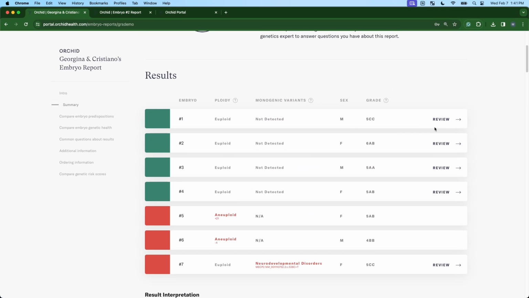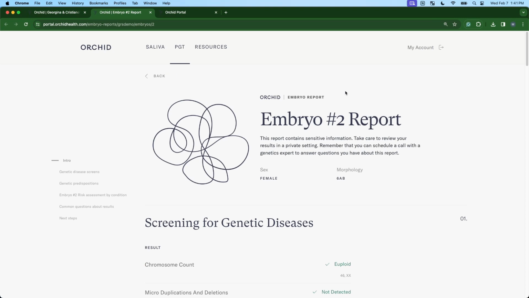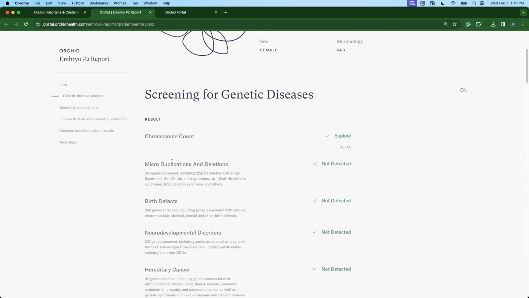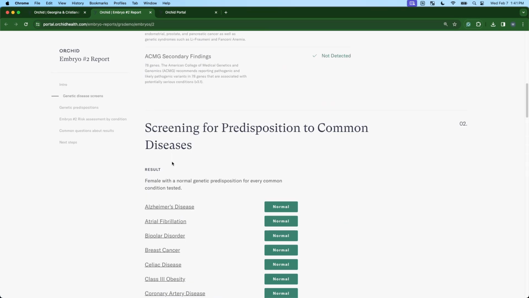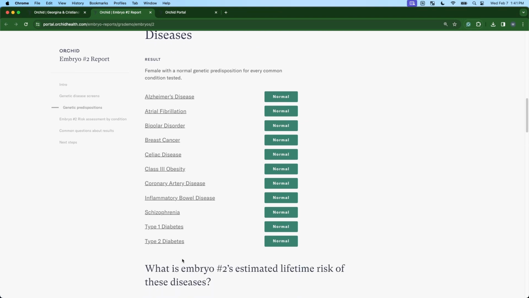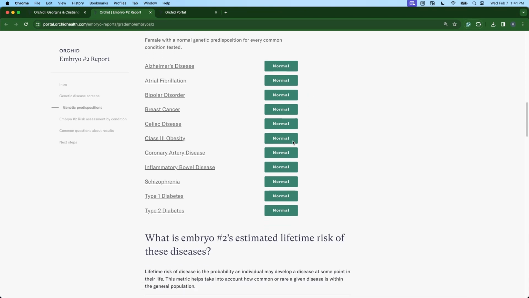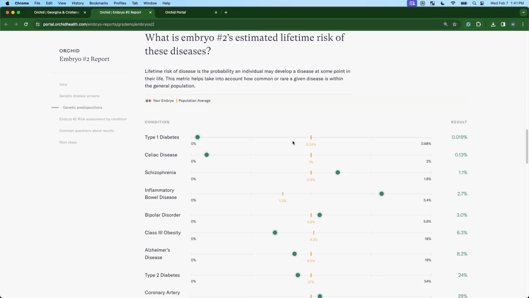Any of the embryos that are chromosomally normal, you'll be able to select Review. Let's review embryo number 2. Again, you'll get a list of all the other analyses that were performed and then a list of all the conditions where genetic risk scores were provided. The number of scores that you expect to receive is dependent on ancestry. If you have any questions, please feel free to reach out to genetics@orchidhealth.com.